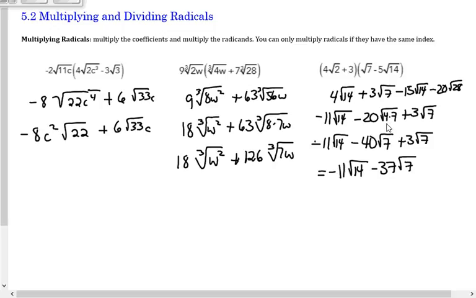When we simplify this further, we take the 2 to the outside, multiply it by the negative 20 to give us negative 40 root 7, and then we're left with 3 root 7. Simplify these two terms together, we're left with negative 11 root 14 and negative 37 root 7.